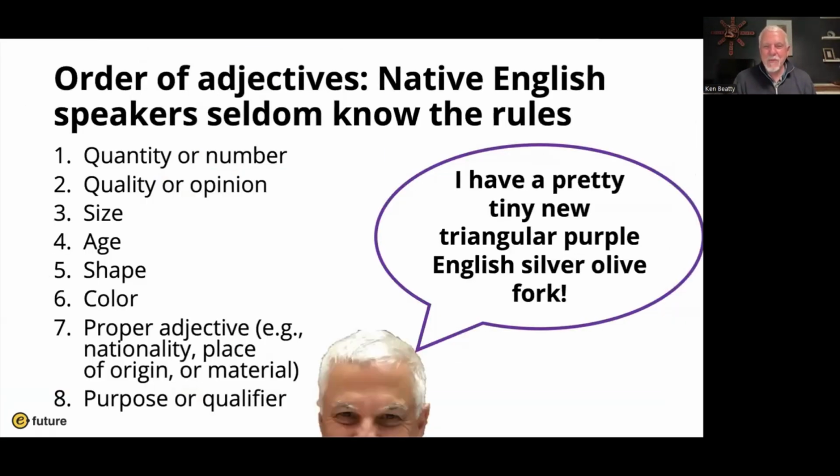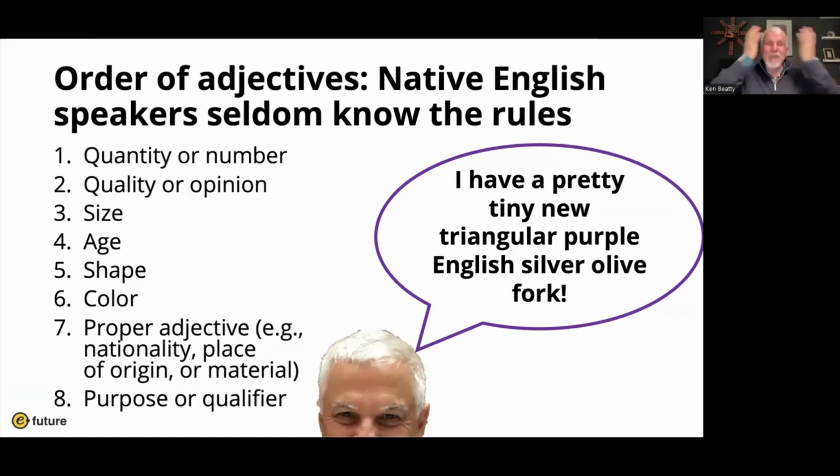So here's the typical sort of thing, and many native speakers don't know the rules. I would never teach this, right? So evidently there's an order: when we're using adjectives, we would always mention the quantity or number first, then the quality or opinion, then the size, the age, the shape, the color, the proper adjective like the nationality, place of origin or material, and then finally the purpose or qualifier.